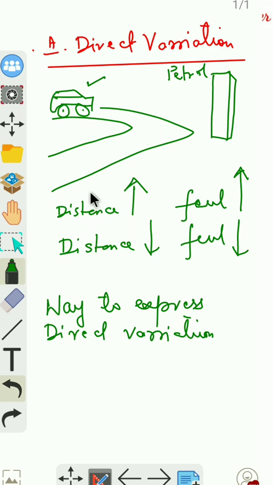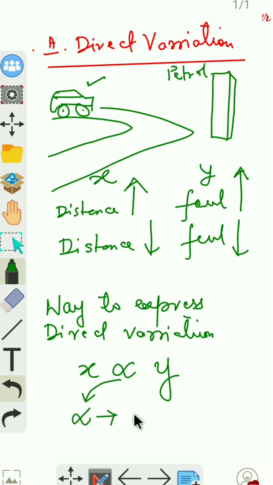Supposing this distance is x and the fuel is y. So we can express this distance and fuel as direct variation mathematically like x is proportional to y. So this sign alpha is known as the proportional sign.